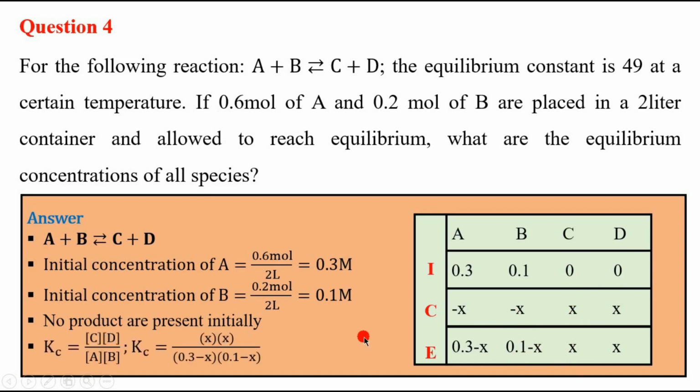So then we know that the stoichiometric coefficient is only 1. Here then we have the Kc, which is equal to the concentration of D times the concentration of C dividing with the concentration of A times the concentration of B. Here we are replacing the values, so that will be x times x over 0.1 minus x times 0.3 minus x. So let's proceed to solve the equation.